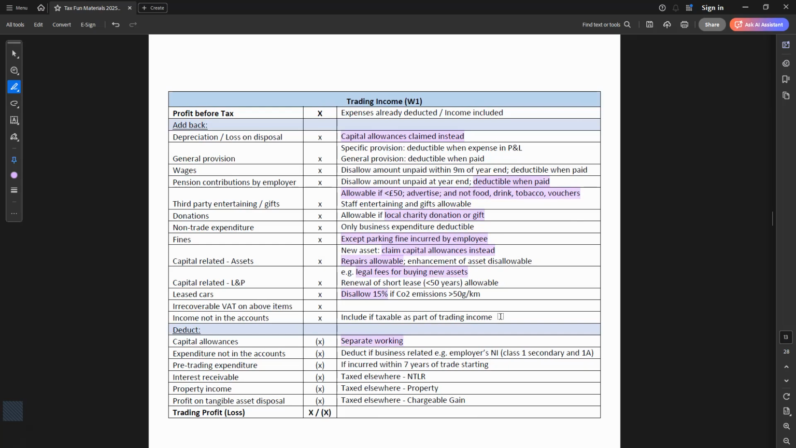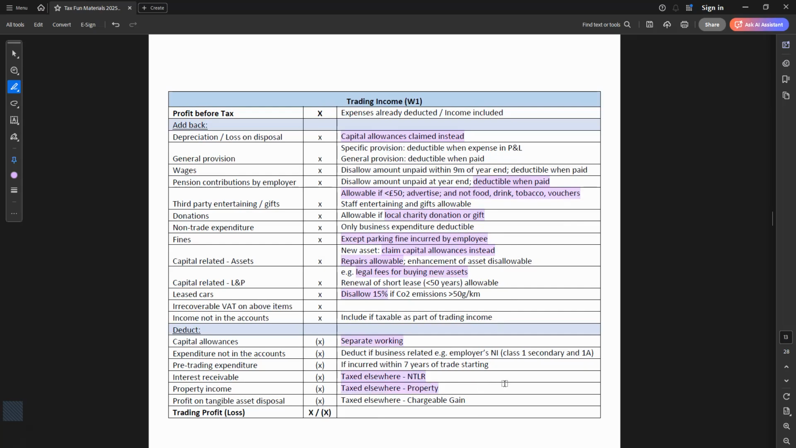And then we need to bring in any income that's not part of the trading income, so it's not included in profit before tax. So we deduct capital allowances. We can then deduct any expenditure not in the accounts, any pre-trading expenditure we incurred within the 7 years before the trade started, and then for interest receivable, so non-trading interest receivable, this is taxed elsewhere under non-trading loan relationships, and property income is taxed under property income.